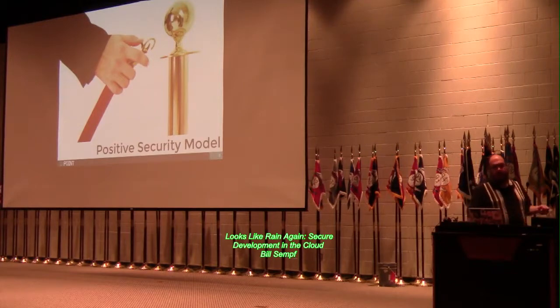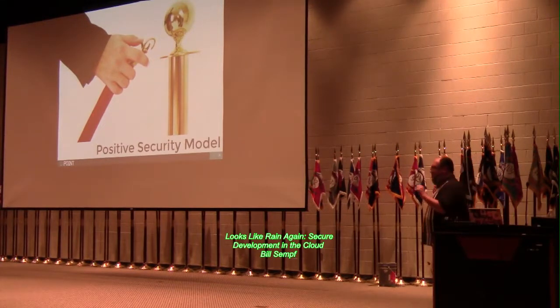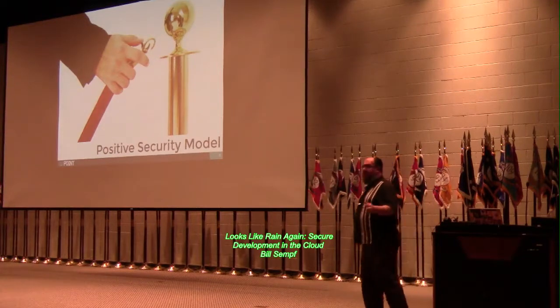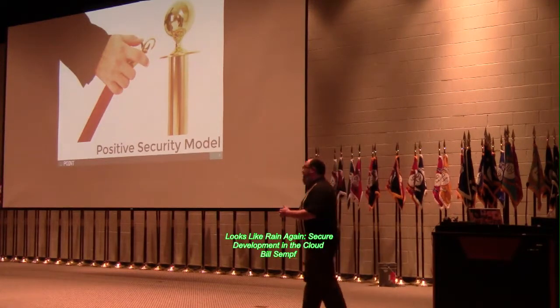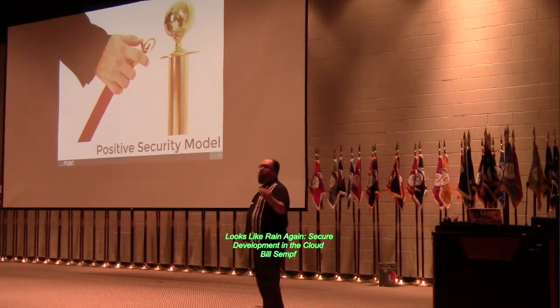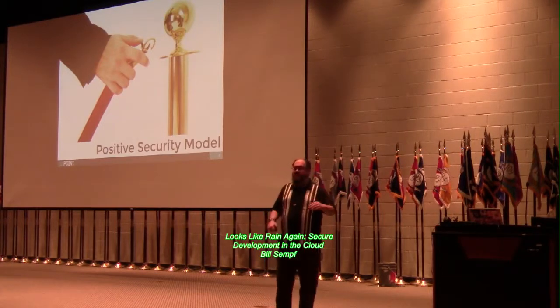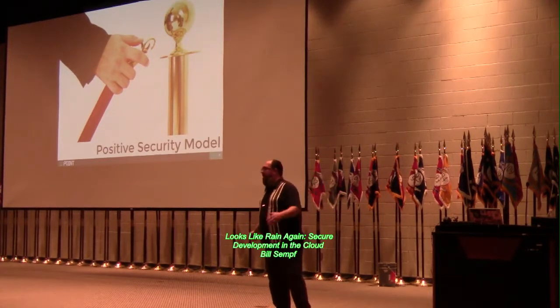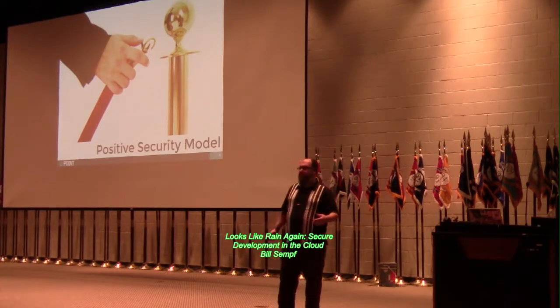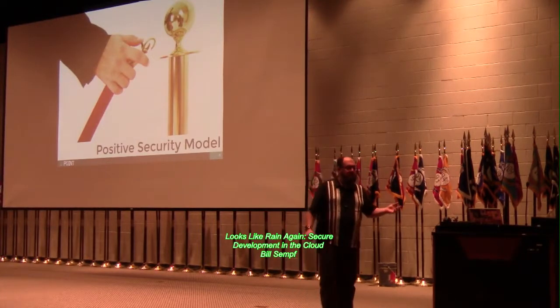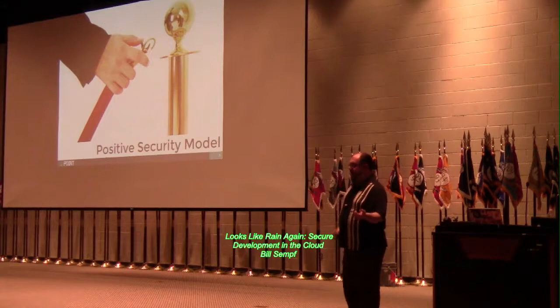A positive security model states that you should only allow in what is expected and reject all else. Okay? A whitelist. Instead of a blacklist, which is blocking things that you know are bad and allowing anything else into your system. Alright? So, for instance, if you have a drop-down of states, right?